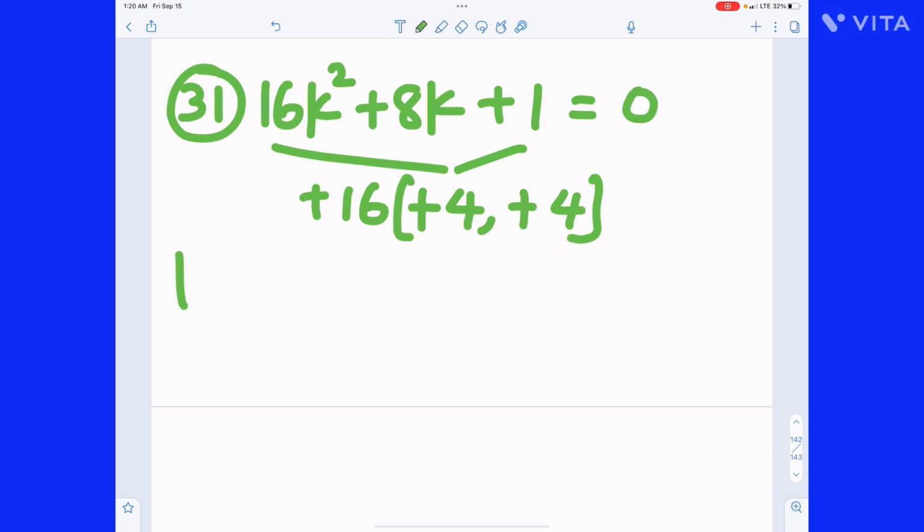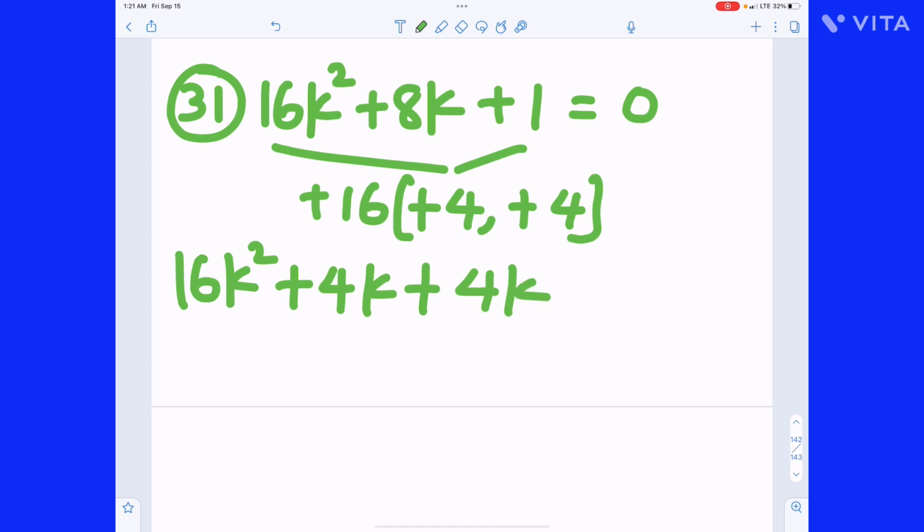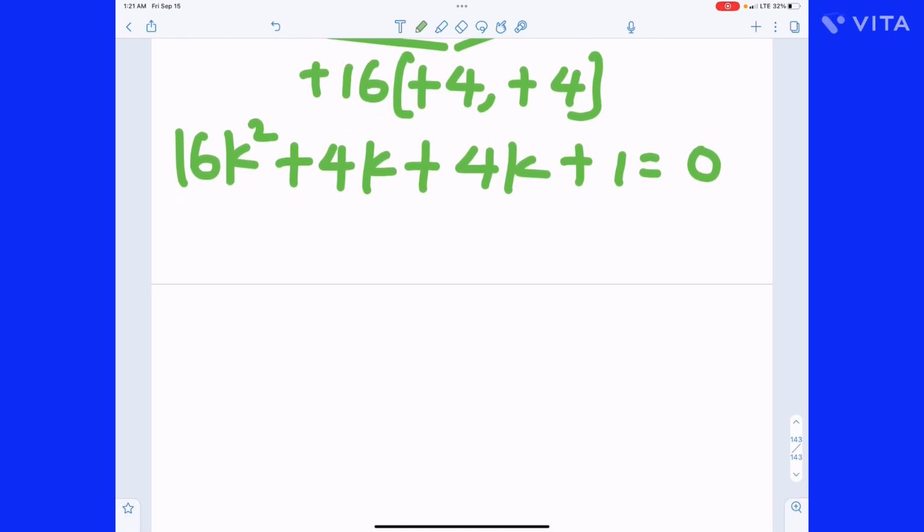So that's what? 16k squared plus 4k plus 4k plus 1 is equal to 0. So that's what? 16. Okay, let me quickly do this for you.